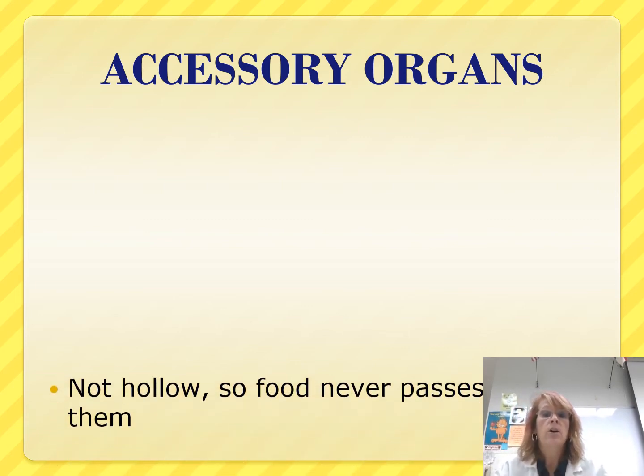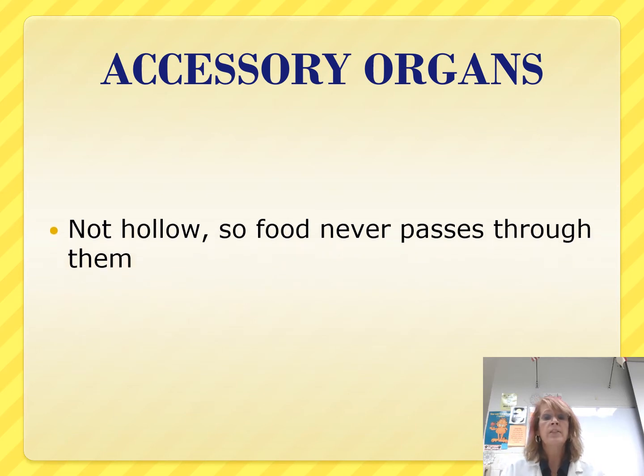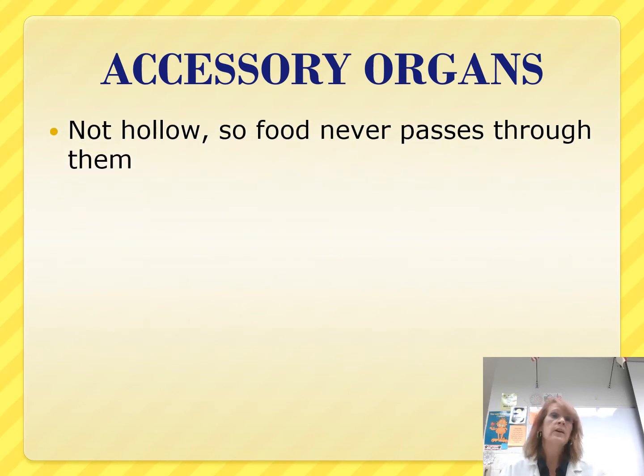So in the anatomy coloring book, you'll see teeth, tongue, your salivary glands, your liver, your gallbladder, your pancreas. These are all examples of what we call accessory organs. They're not hollow, so food never actually goes in them. Now, like I mentioned, your mouth is not an organ. Your mouth is the opening to your alimentary canal, but it's part of what we call the buccal cavity. Some people say buccal cavity or the oral cavity.